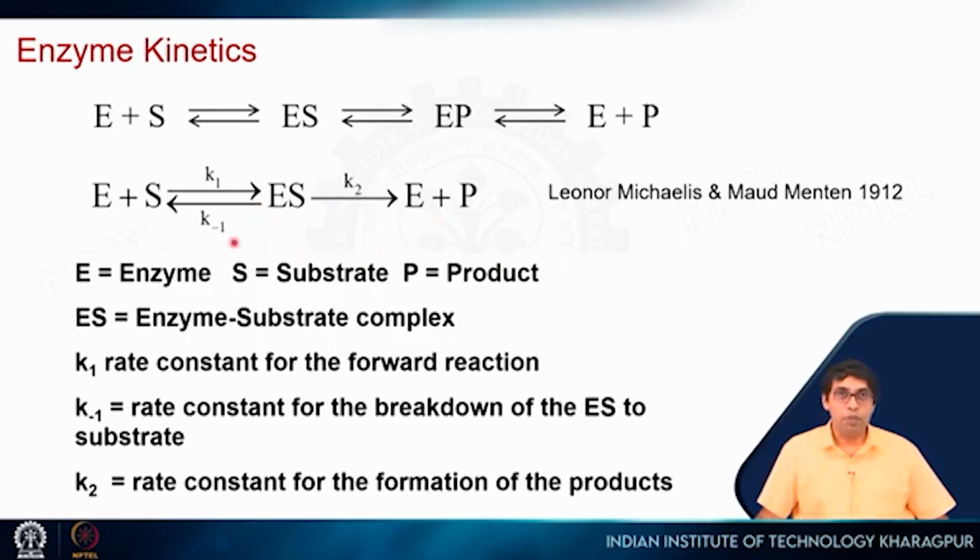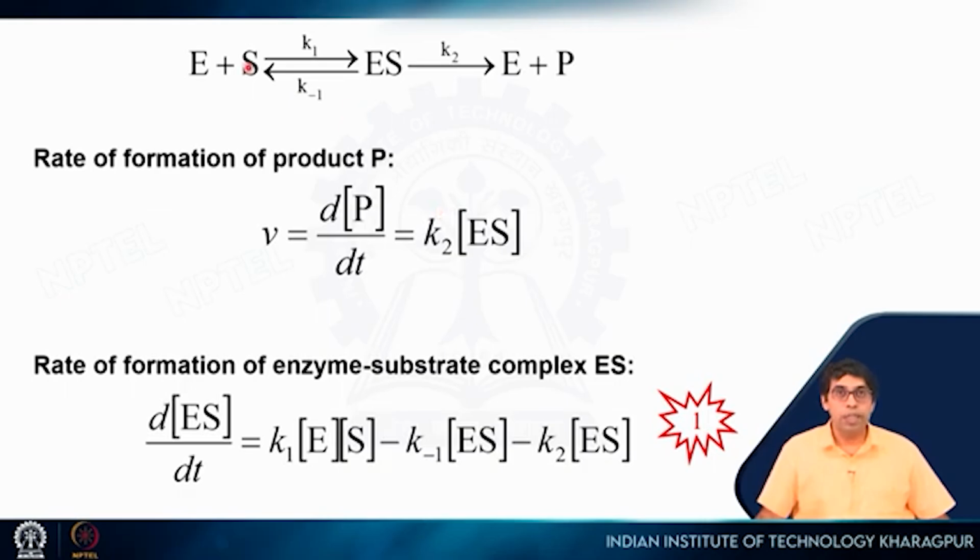So K1 and K minus 1 are the on and off rates of the substrate binding, and K2 is the rate at which the enzyme substrate complex is converted to the product and dissociates. If we have this equation, we want to know the rate of product formation. The rate of product formation is also called the velocity, and it is given as dP/dt. Looking at this equation, the rate of product formation will be this rate constant multiplied by the concentration of the enzyme substrate complex, so K2 times ES. But of course, we do not know the concentration of the enzyme substrate complex, and that is what we want to figure out.